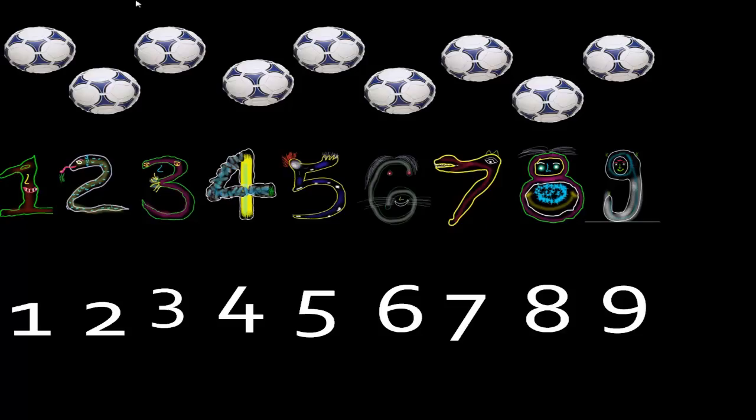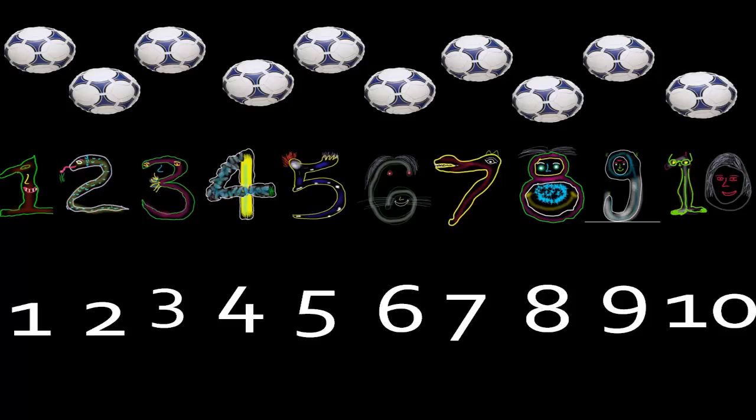Now there are nine balls, right? And we represent these whole nine balls by this digit. This is nine, okay? Now there are 10 balls, right? Altogether there are 10 balls, and to represent these whole 10 balls, we write one, and then just behind that, zero. Overall, this means 10 balls. This is called 10, right?